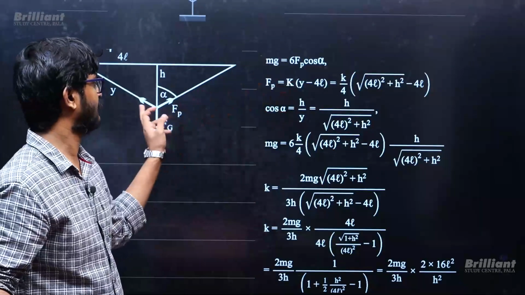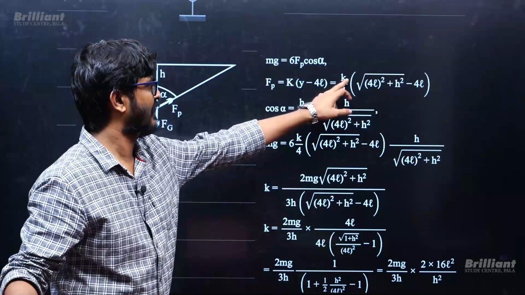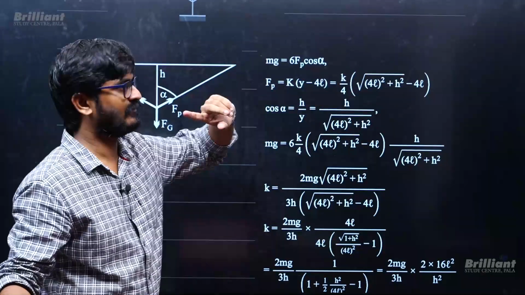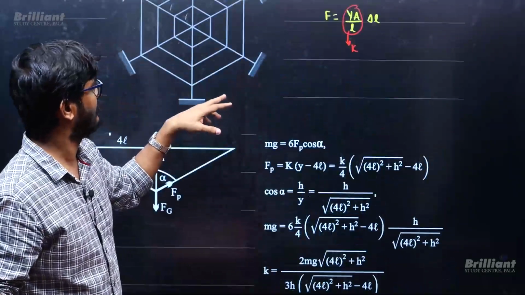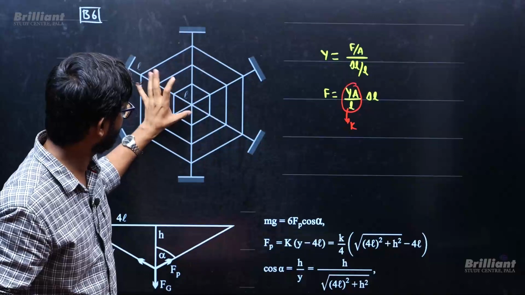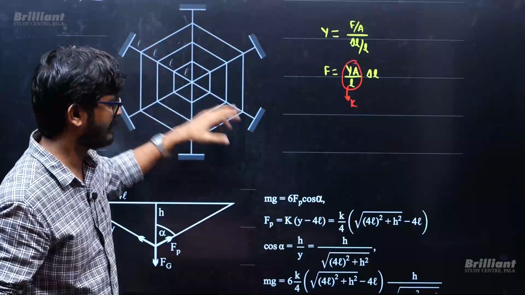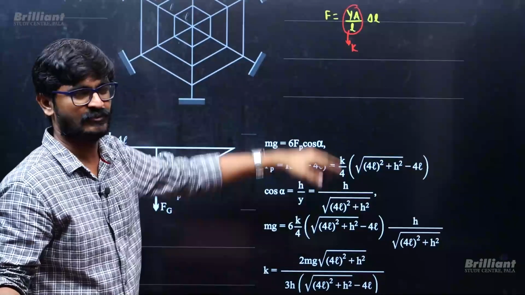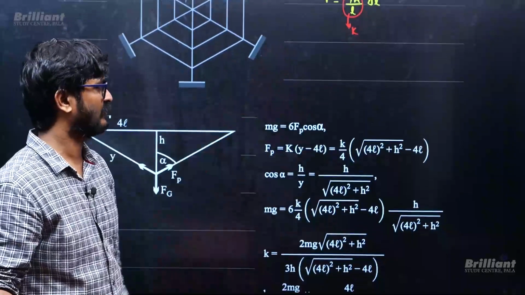This is the spring constant of the total thing, and this is the spring constant of one length L. So if this is small k, then this is capital K, which is K by 4. Anyway, that is inversely proportional to that, you can manage, no problem.